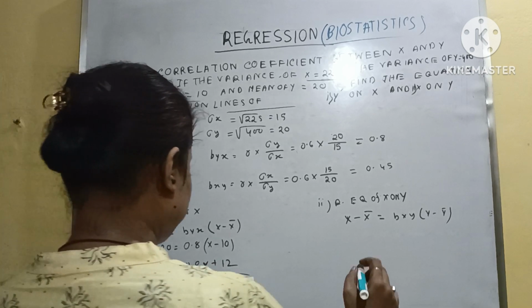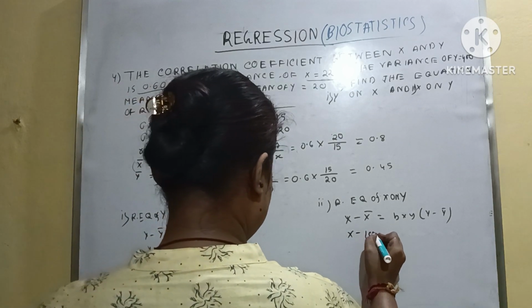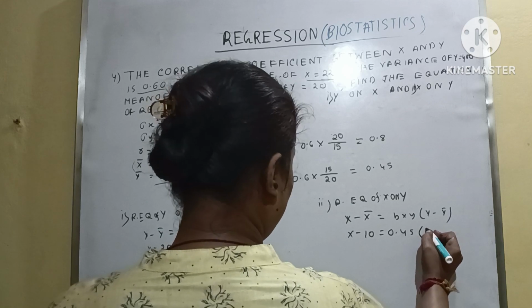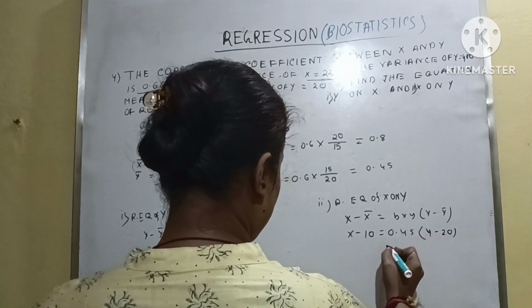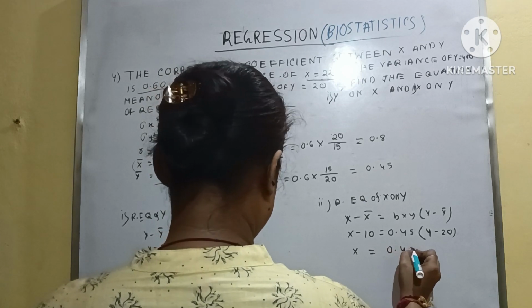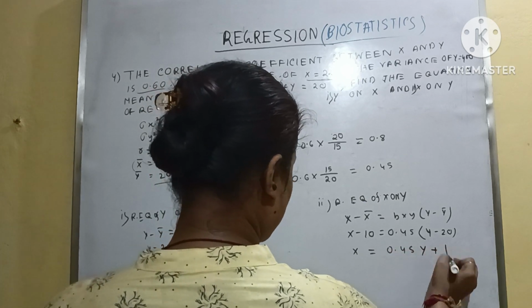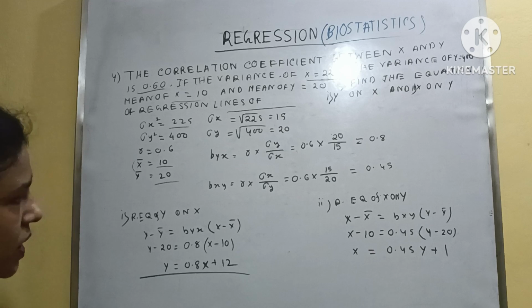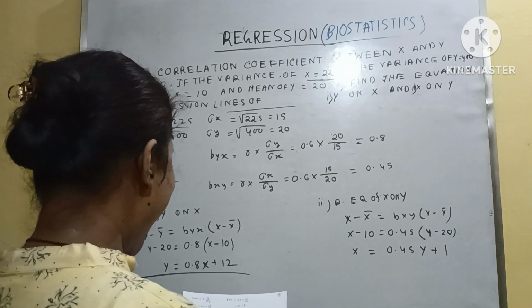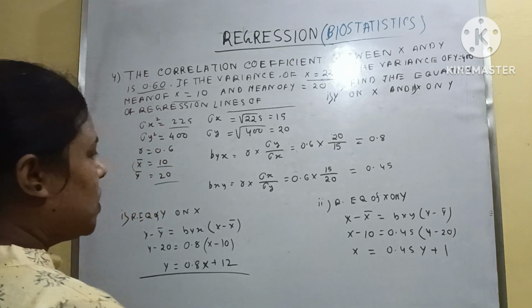In the next case, x minus 10 and 0.45, here y minus 20. So x equals 0.45y plus 1. Clear? Okay.